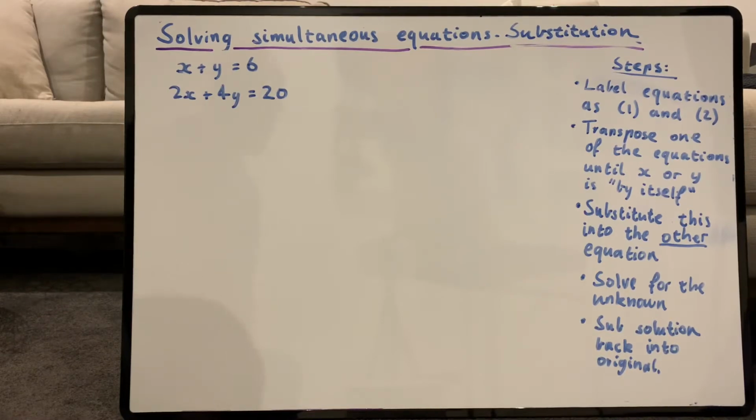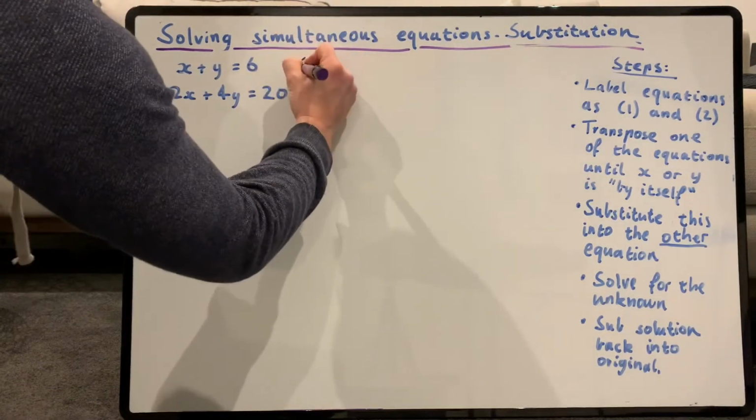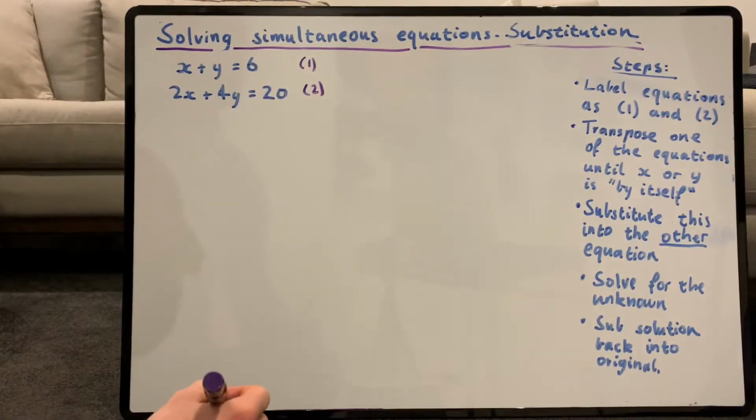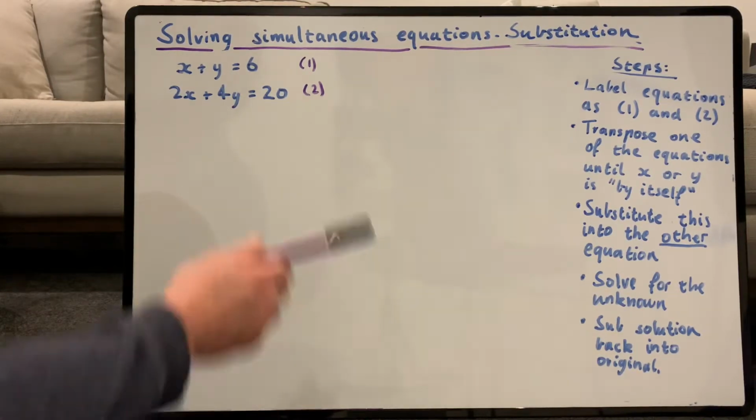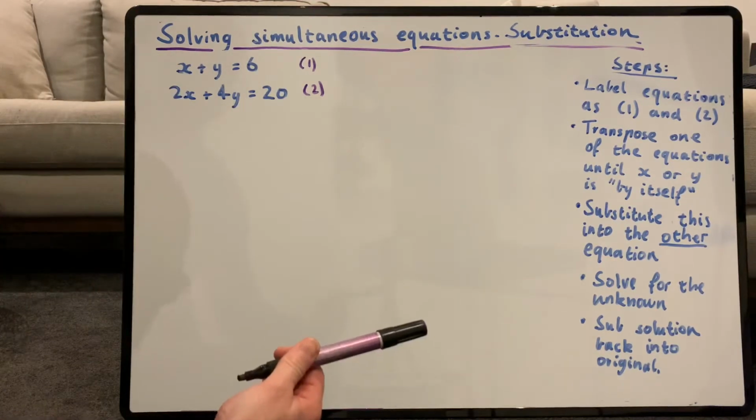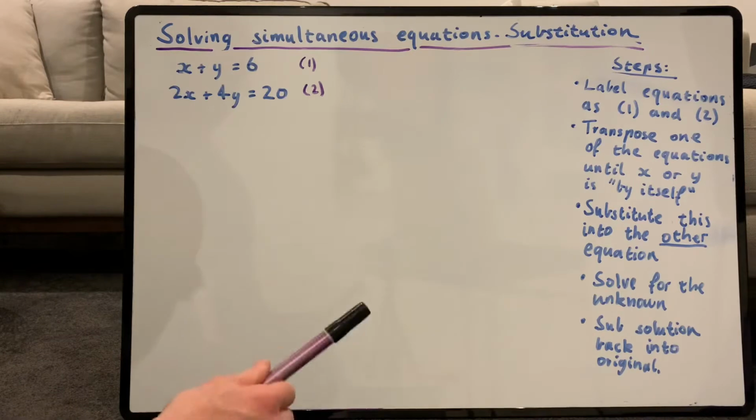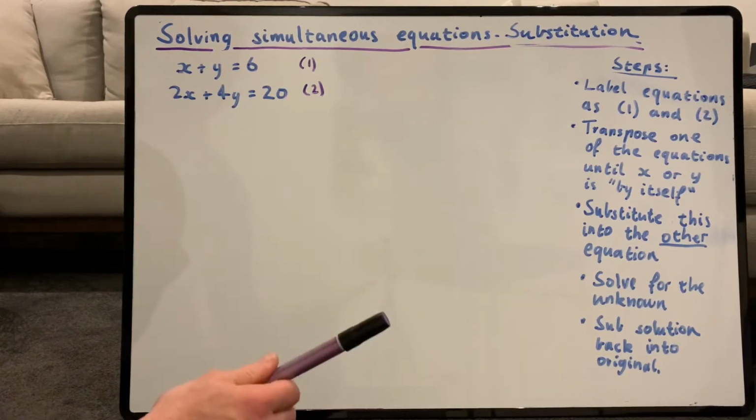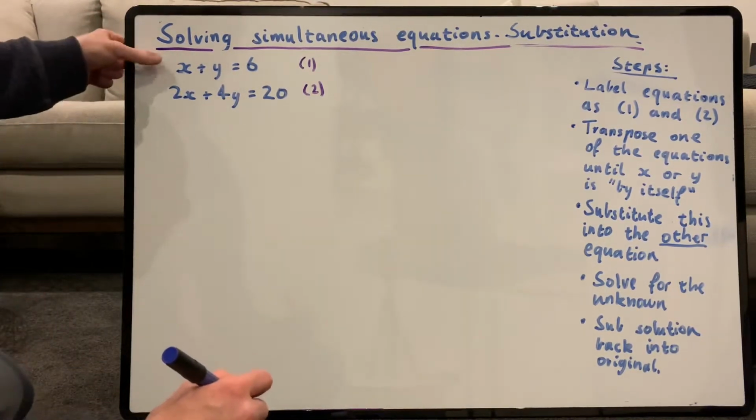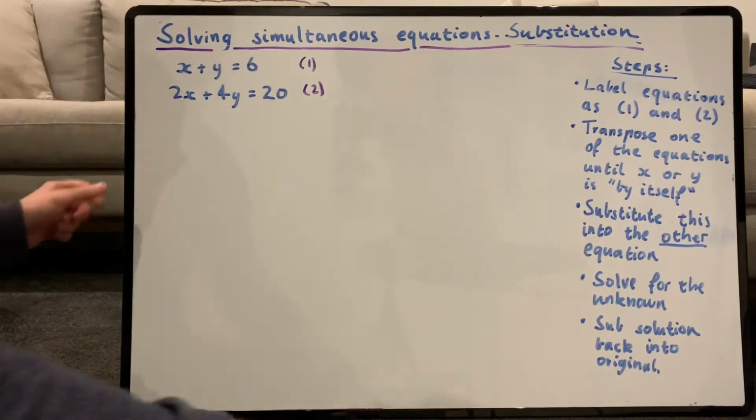All right, let's follow the steps. Label equations as 1 and 2. It's familiar. Transpose one of the equations until x or y is by itself. Basically, we have to solve one of these for x or y. Now, it doesn't matter which one you pick, but it's best to pick the one that looks the easiest because you're less likely to make mistakes. Number 1 looks pretty easy to me, so I'm going to pick number 1. And I'm going to solve for x.